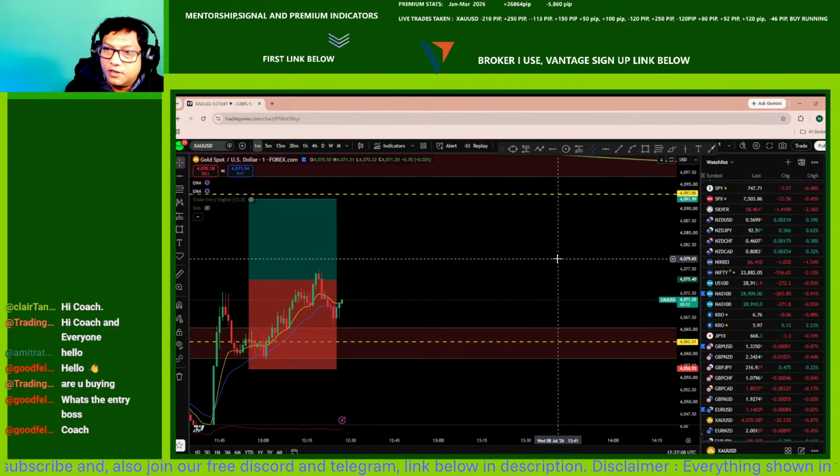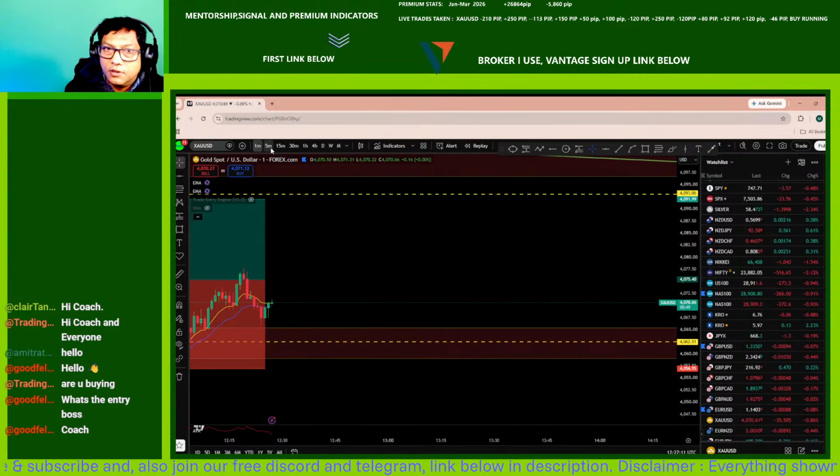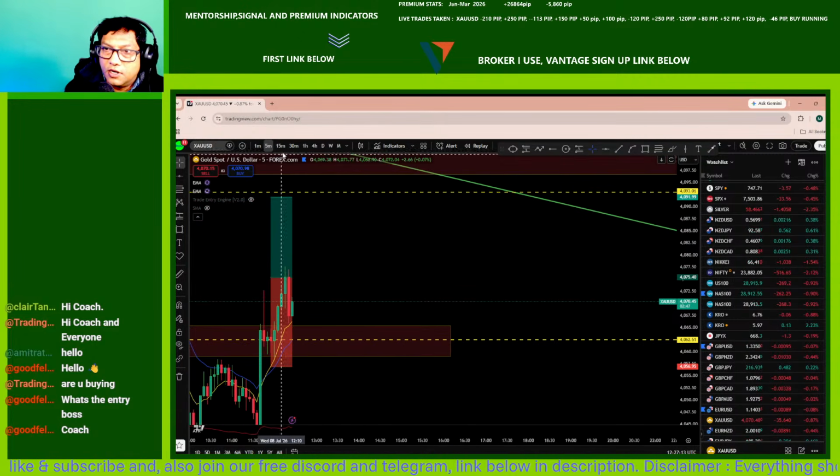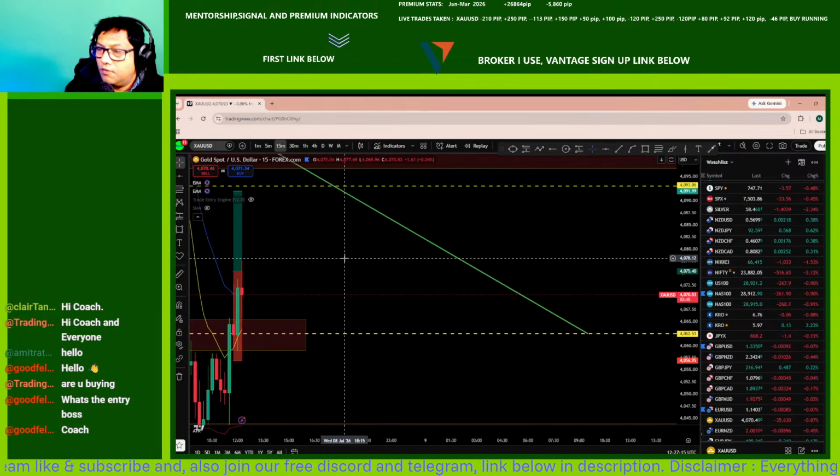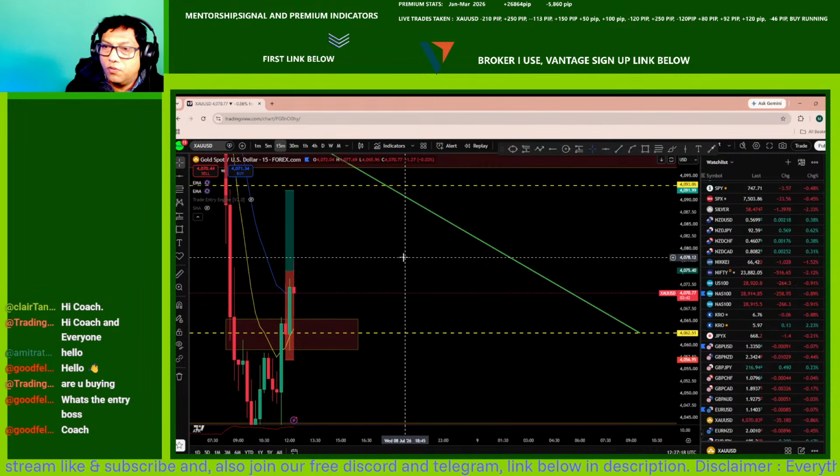If we look at that, it has potentially moved for another long wick candle that has formed at this level.